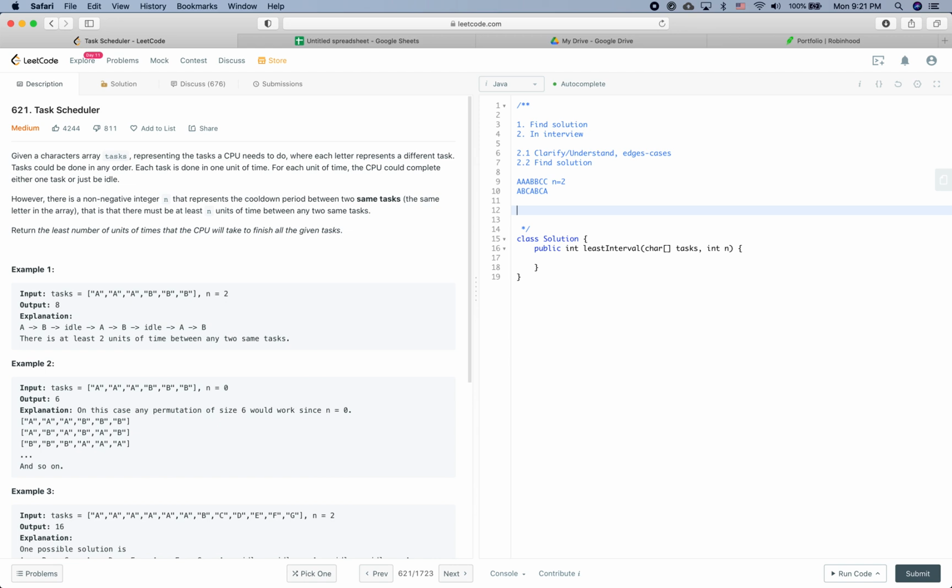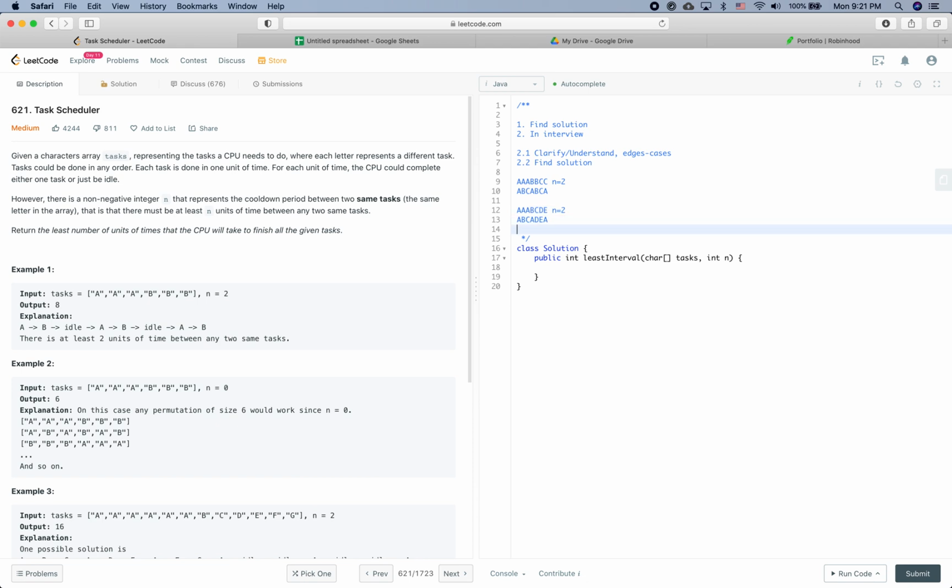Let's say we have A, and B, C, D, E, and N is set as 2. Then first of all we have A, dash, dash, and then A, and we can schedule B here, schedule C here, schedule D here, and schedule E here. So something similar to this.